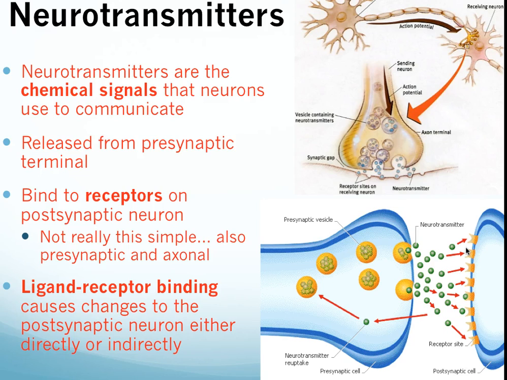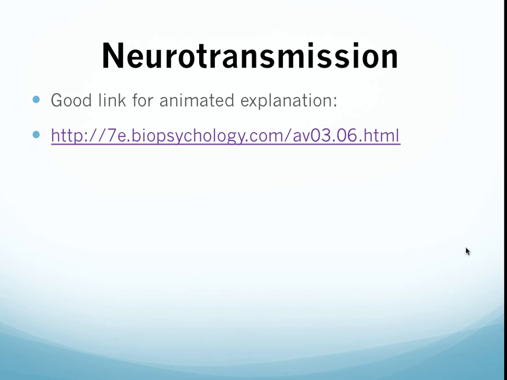Now, when a ligand, such as a neurotransmitter, binds to a receptor, this is going to cause some kind of change in the postsynaptic cell. And it's going to depend on exactly what type of neurotransmitter binds and what type of receptor it binds to. And those are more specific nuances that we're going to get to a little bit later.